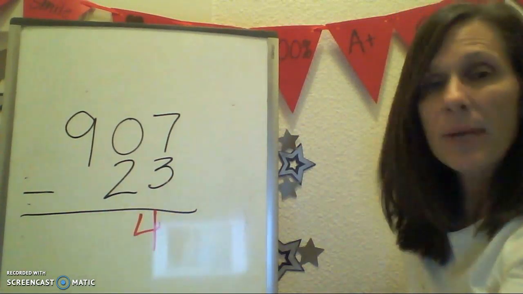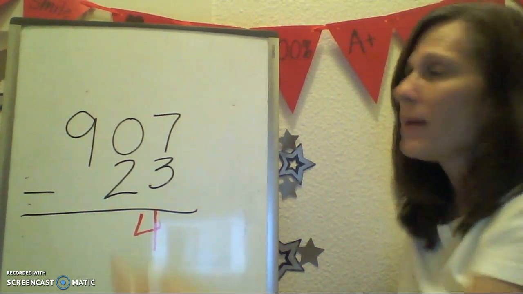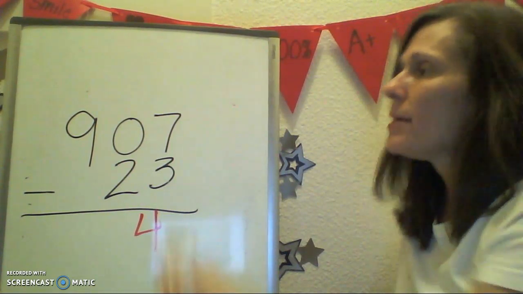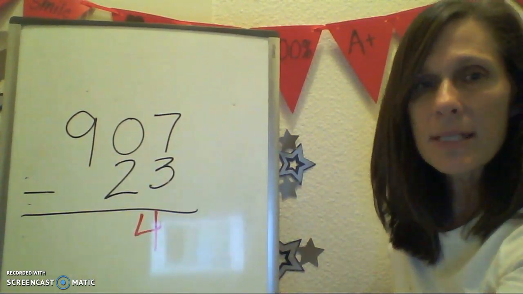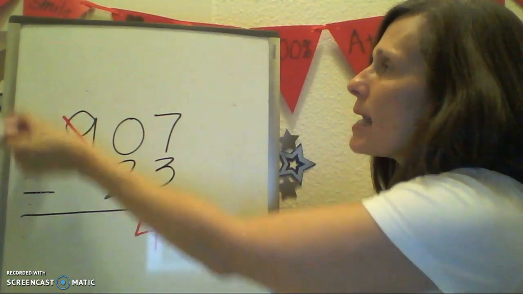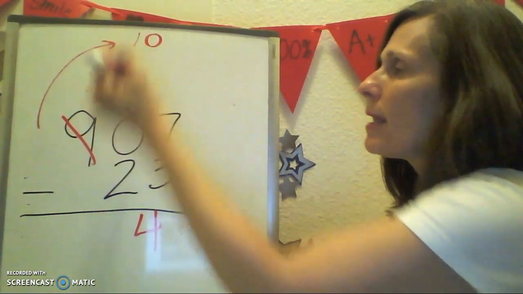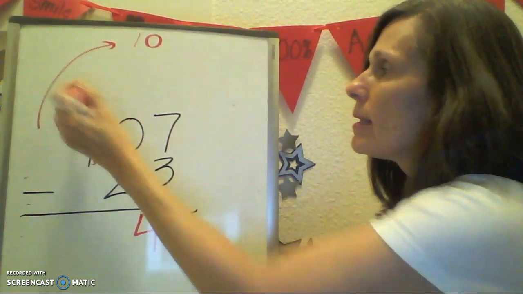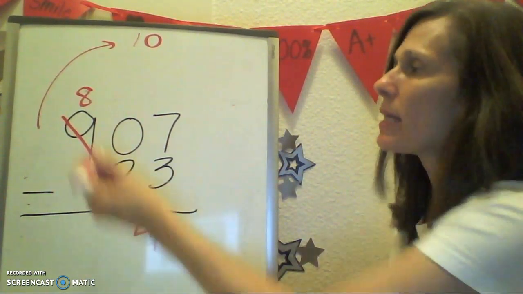0 take away 2. Can I do it? No. If I have 0 cookies, can I give you 2? No, I don't have any. So the 0 has to ask the 9 for a set of 10. So the 9 says, here's your set of 10. And of course, the 9 now becomes 1 less, which is an 8. The 0 is the one that asks for a set of 10.